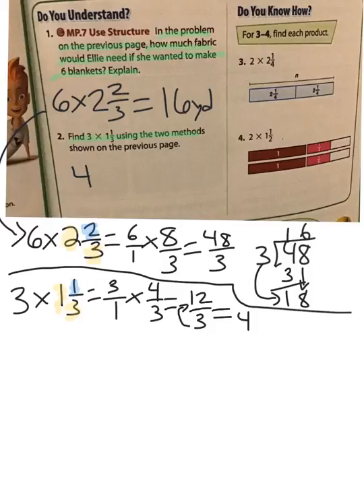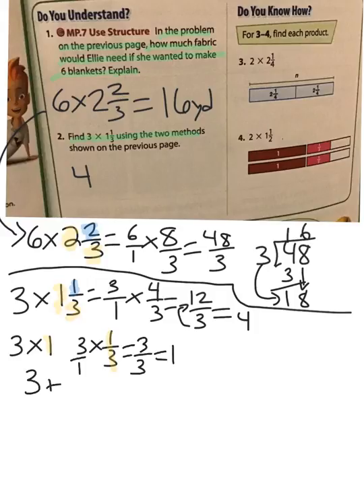Another way that we could do it is we could do 3 times 1 and then 3 times 1/3. All I did was break apart the 1 1/3. So 3 times 1 would be 3, and 3 times 1/3 would be 3/1 times 1/3, which is going to be 3/3, which is going to equal 1 whole, and 3 plus 1 equals 4. Okay, I'm going to draw a line here so you can see my work.